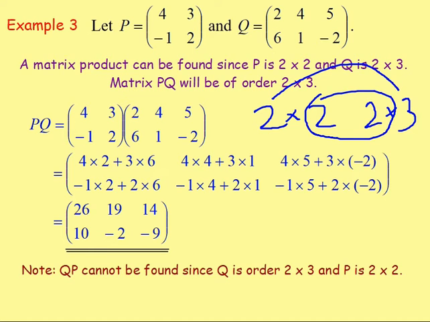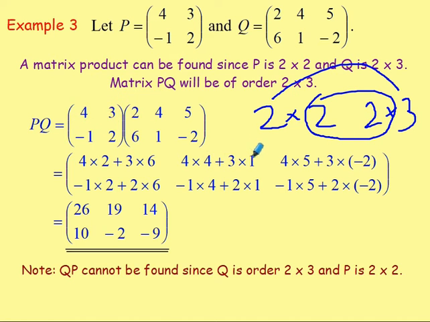How do you do this? How do you multiply them? Well, you know you're going to get out a 2 by 3 matrix. To work out this entry, which is in the first row in the first column, you multiply the first row of the first matrix by the first column of the second matrix. So you do 4 times 2, add on 3 times 6.